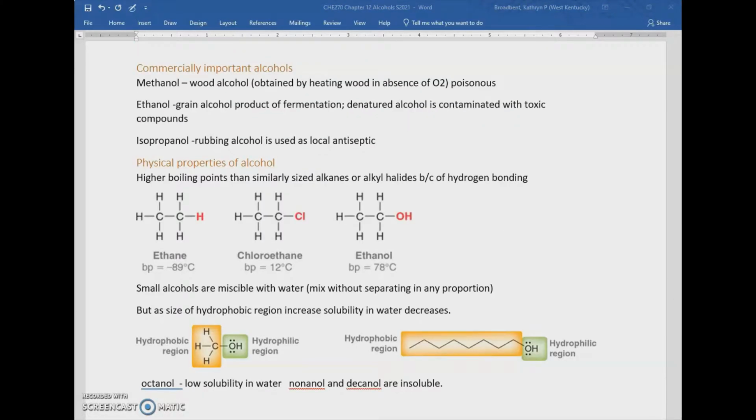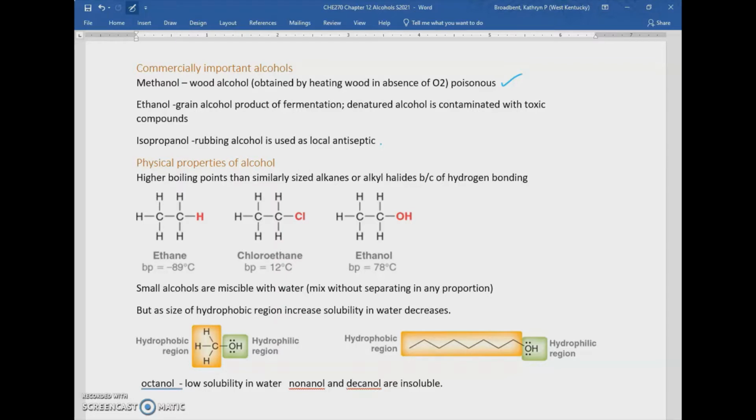Commercially important alcohols. Methanol is called wood alcohol. It's obtained by heating wood in the absence of oxygen, and methanol is poisonous. Don't drink methanol. Ethanol is a grain alcohol, a product of fermentation, and this is the alcohol that people drink. Isopropyl is rubbing alcohol, and it's used as a local antiseptic. It's the one you couldn't find when the pandemic struck.